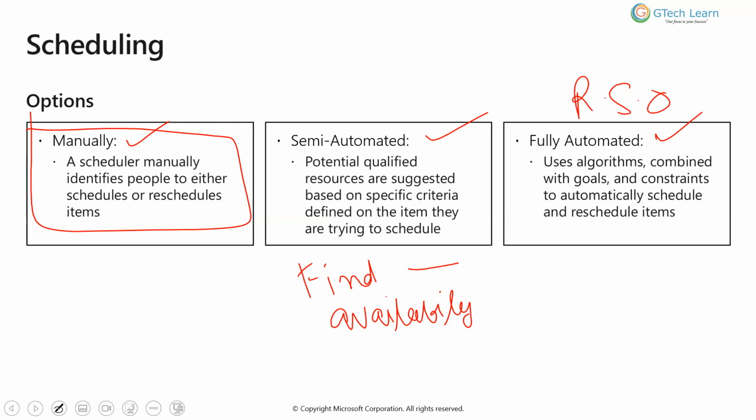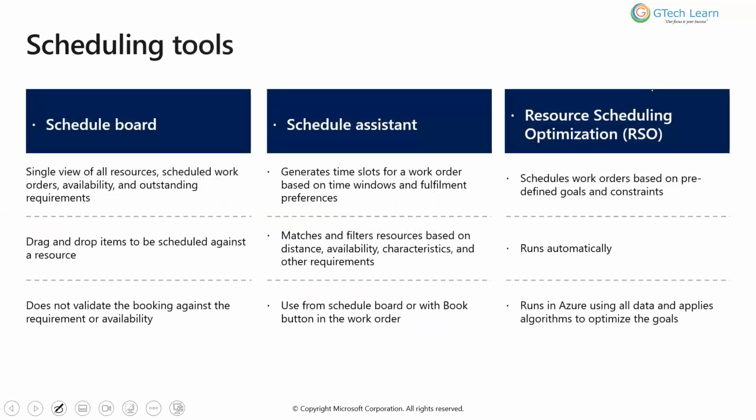Every time I create a work order, it will find the best person and book the schedule for that person automatically, based on whatever available time that person has. So you do not have to intervene in the scheduling at all if we are working with this RSO tool. So these are some different ways we can go about scheduling, and the same types of tools are mentioned here.